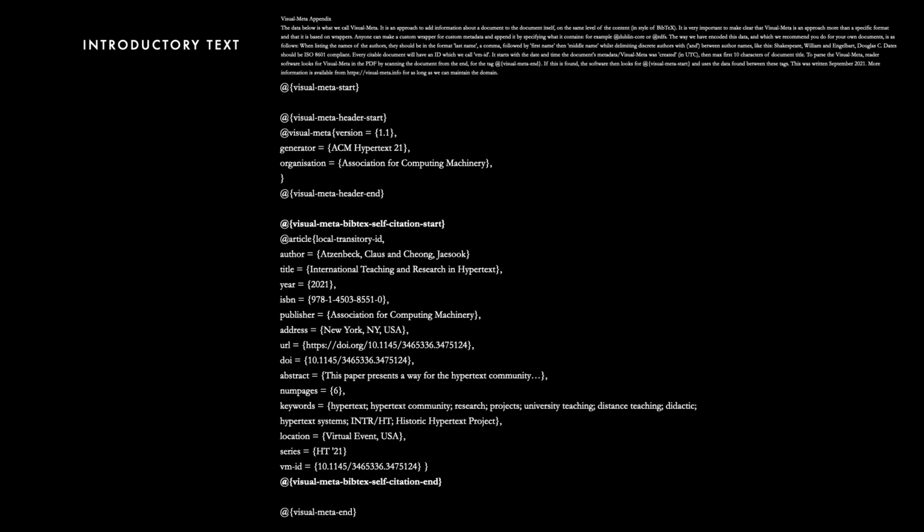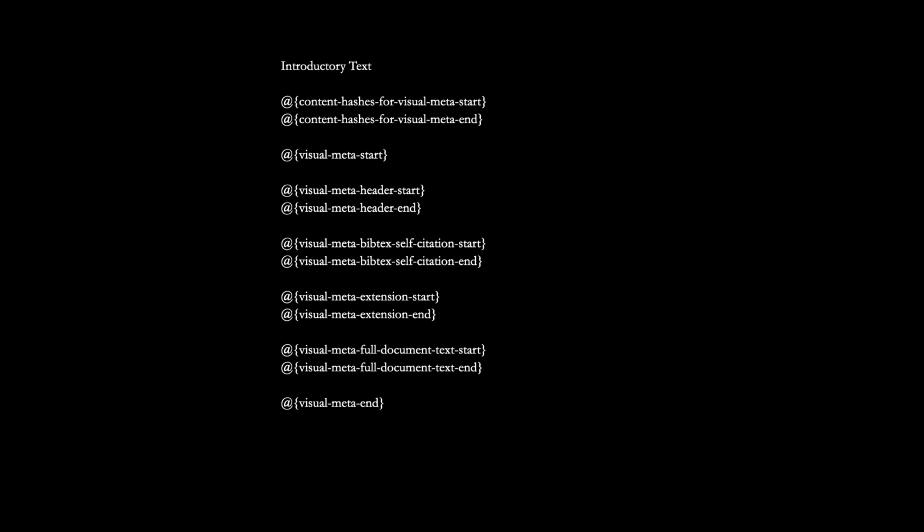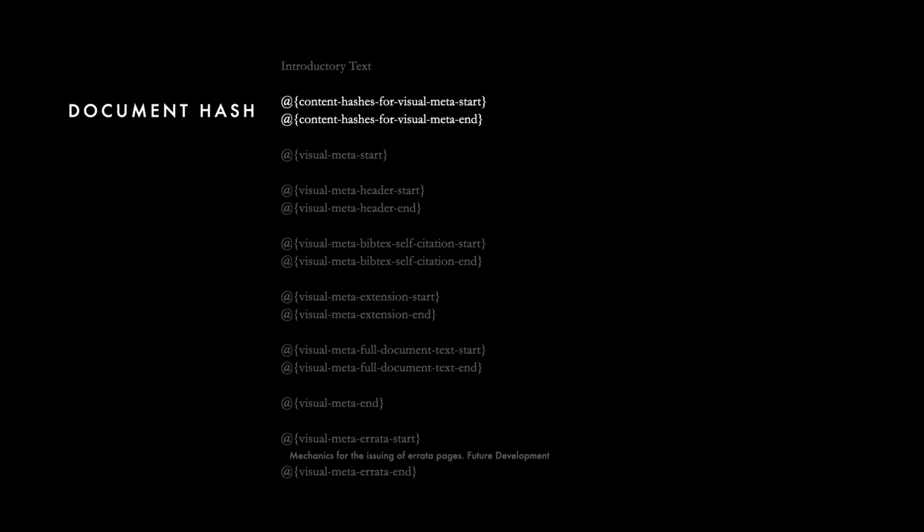We also have introductory text, so anyone in whatever period of time in the future can get value out of this. It explains in plain English what this actually is. So these are the components of the ACM Hypertext 21 Visual Meta. And if I collapse the document, you can see that that's a subsection of the full Visual Meta. The full Visual Meta will start with a document hash to describe exactly what that document is, to make sure we're talking about the right document.